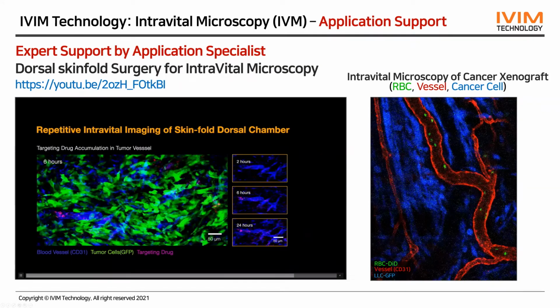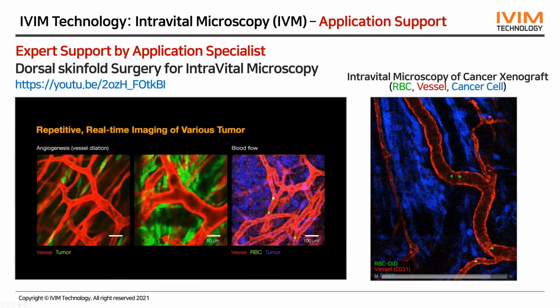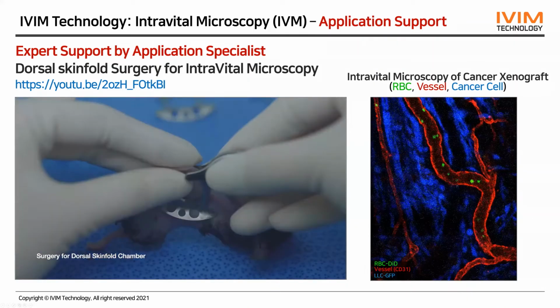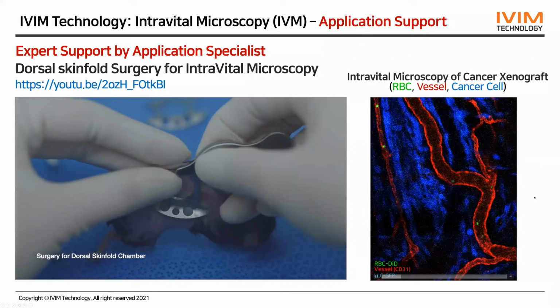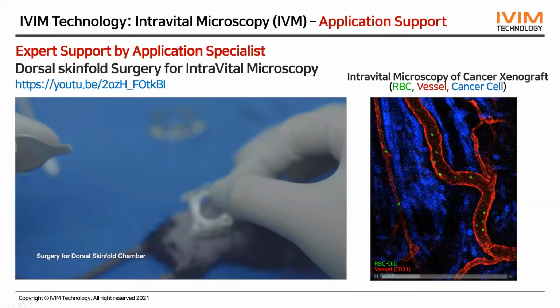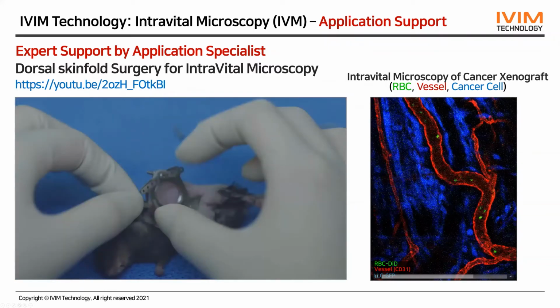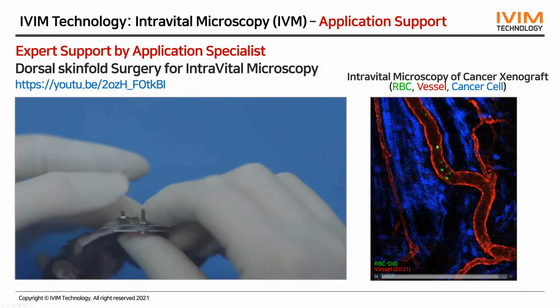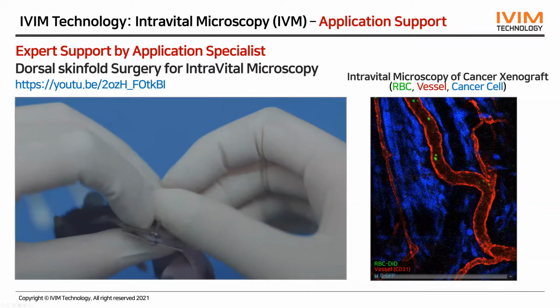In this particular example, to show you better contrast, we use pseudo color for the red blood cells in green. And this blue is the cancer cells expressing GFP. So this is the real-time data to show the cancer cells, the tumor vessel, and the blood flow inside. Basically, this data shows the tumor vessel and the tumor vessel perfusion with the red blood cells.